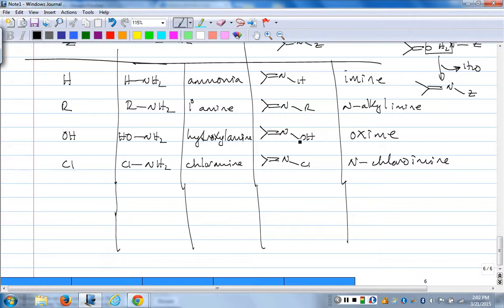These are also called N-hydroxyamines, by the way, and the short word is oxime, but they're also called N-hydroxyamines. And in fact, you can probably tell that, right? N-hydroxyamine, you can mush those words together to get oxime.